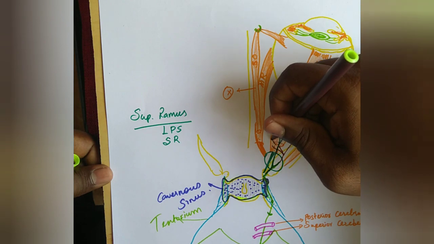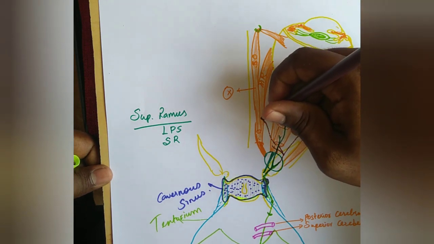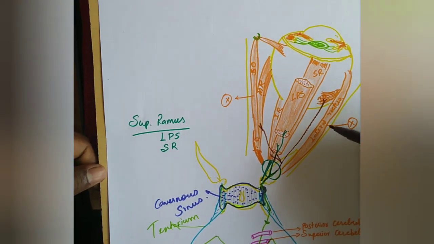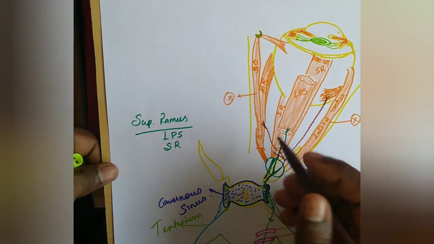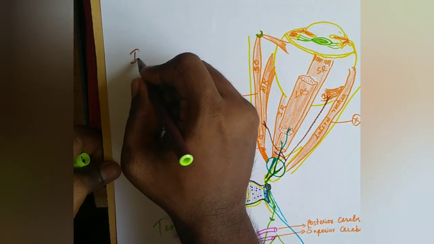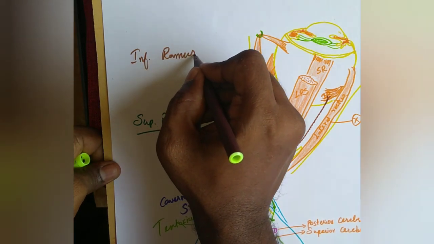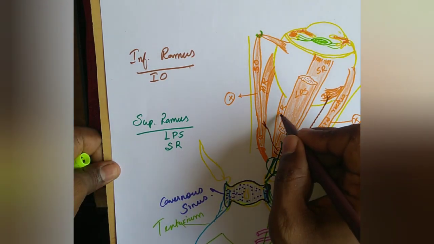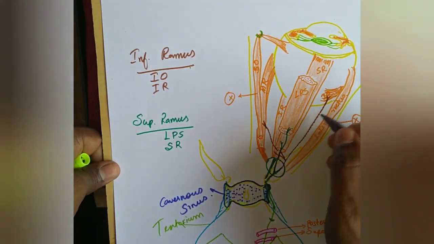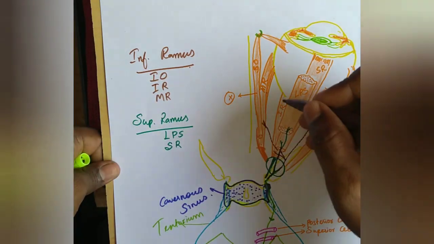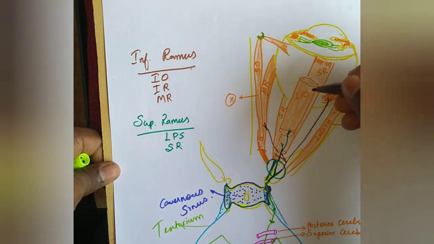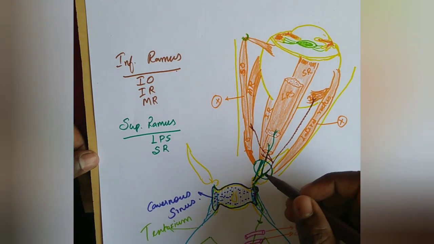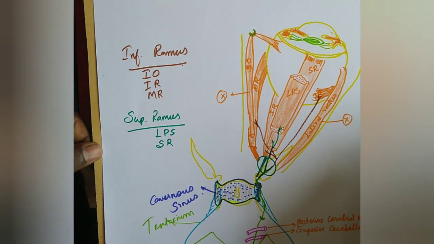So it's passing deep to all these structures to supply the medial rectus. It is supplying the medial rectus, the inferior rectus, and the inferior oblique. So we can describe here the inferior ramus supplies the inferior oblique, the inferior rectus, all are inferiorly placed, and the medial rectus. Medial rectus is also inferiorly placed because it is below the superior oblique. So all these deeper muscles are supplied by the inferior ramus of the oculomotor nerve.